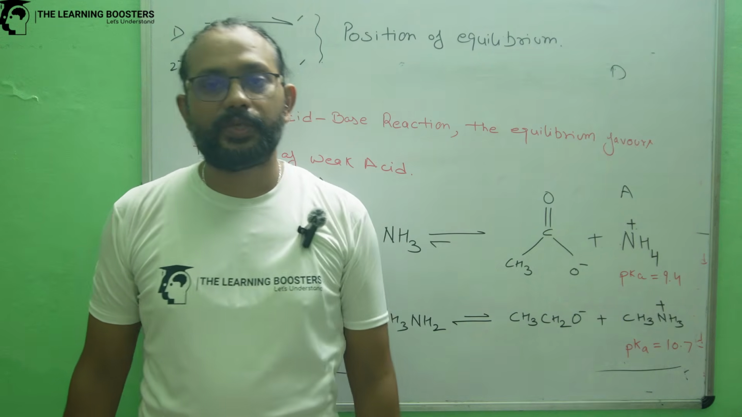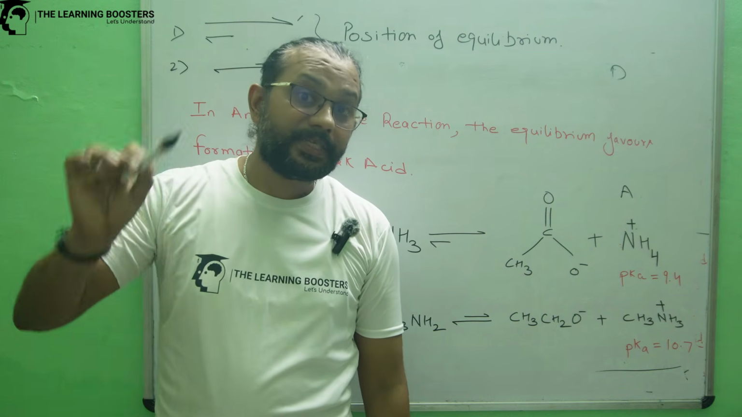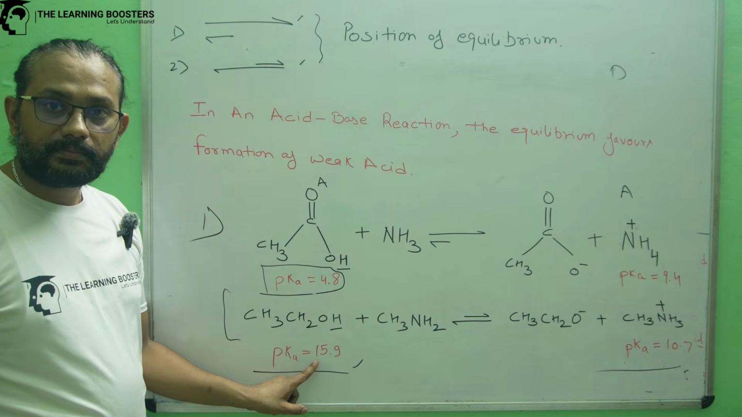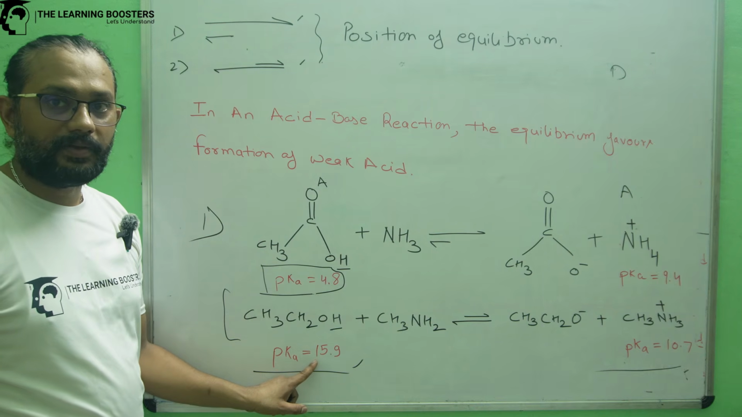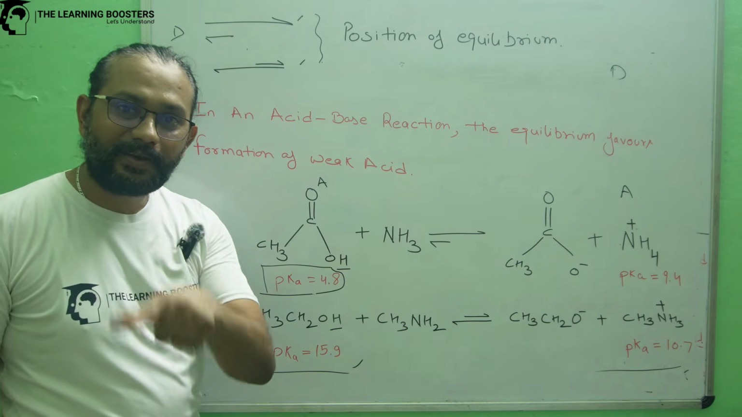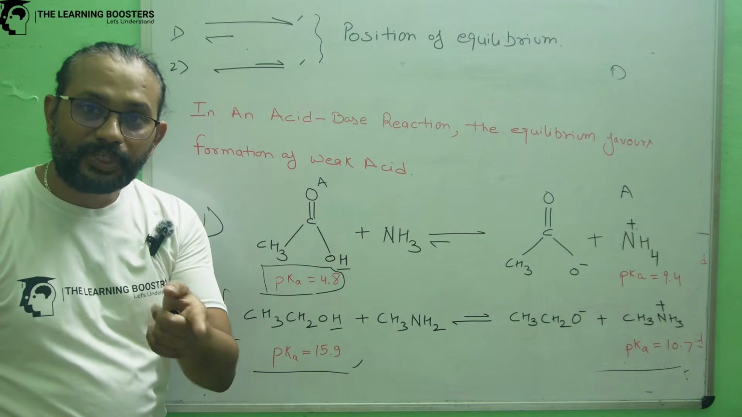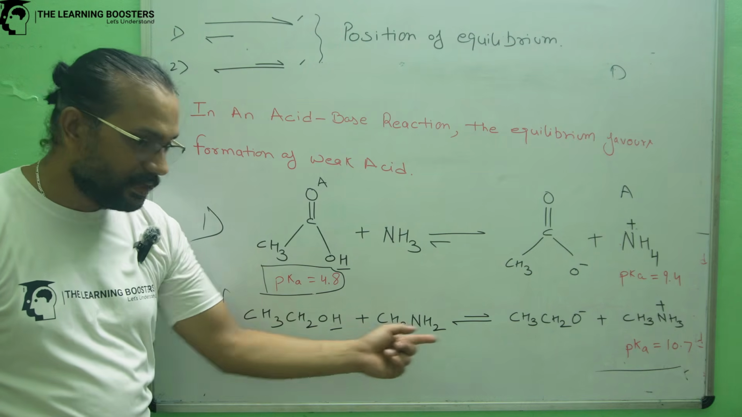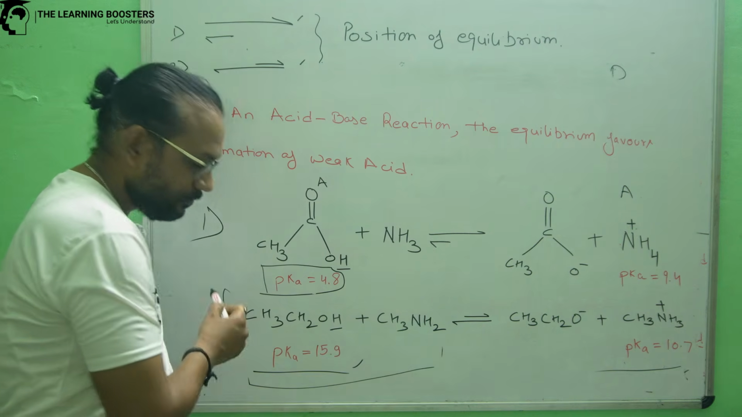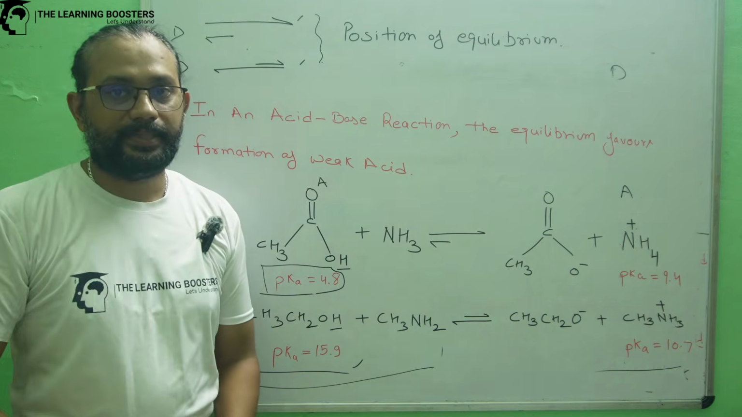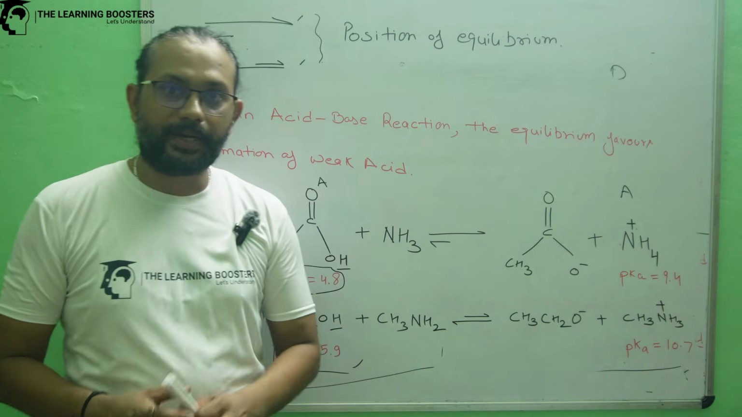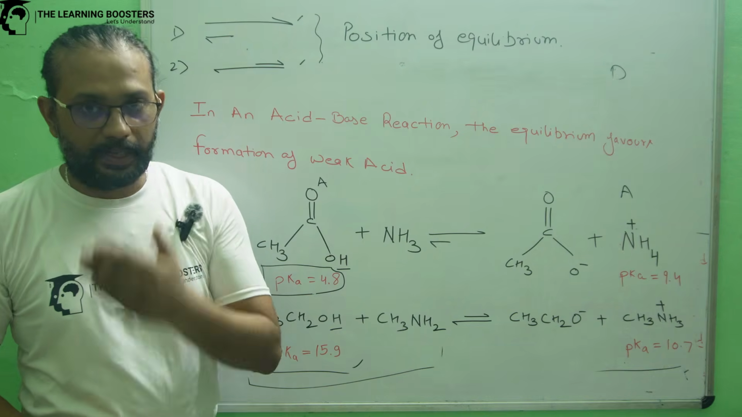Now tell me which is the weak acid, meaning which has the higher pKa value. The higher pKa value is of ethanol, that is 15.9. So the position of equilibrium lies toward the reverse direction, meaning the right side.